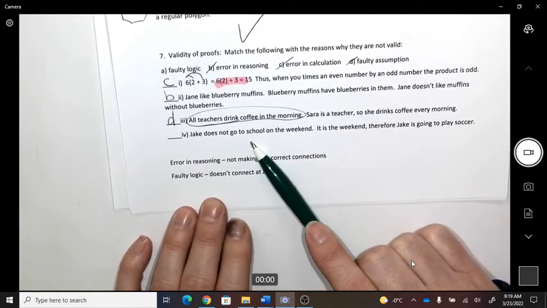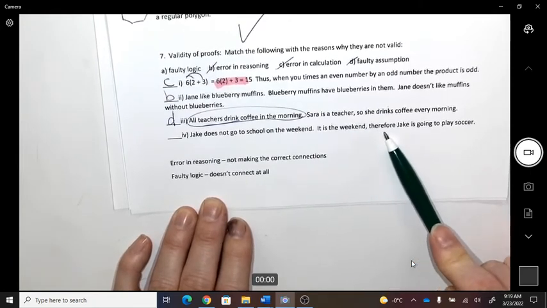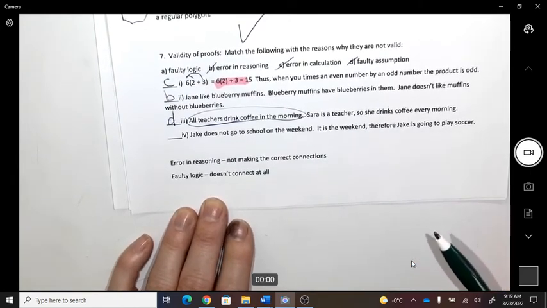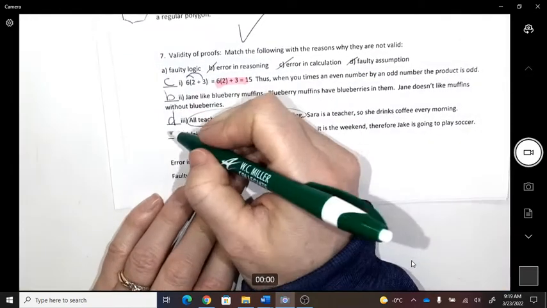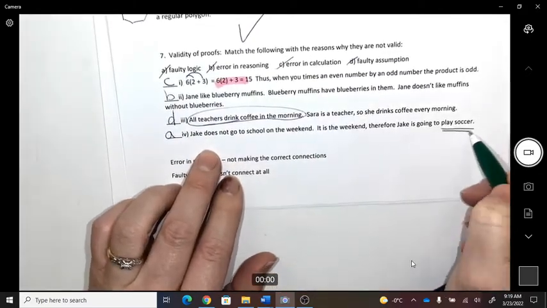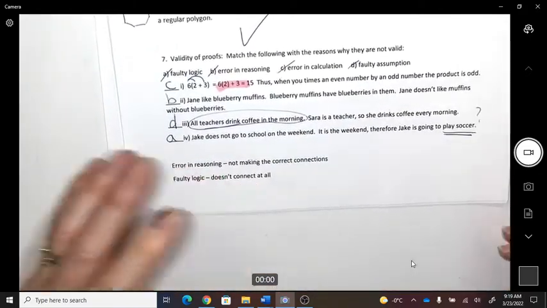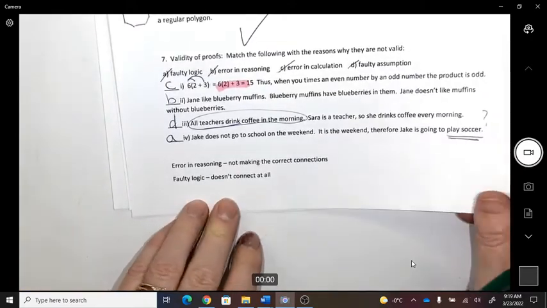Jake does not go to school on the weekend. It is the weekend, therefore Jake is going to play soccer. So that one is faulty logic. Like, where does soccer even come from? There was nothing about soccer in there, and then now they're concluding something about soccer.